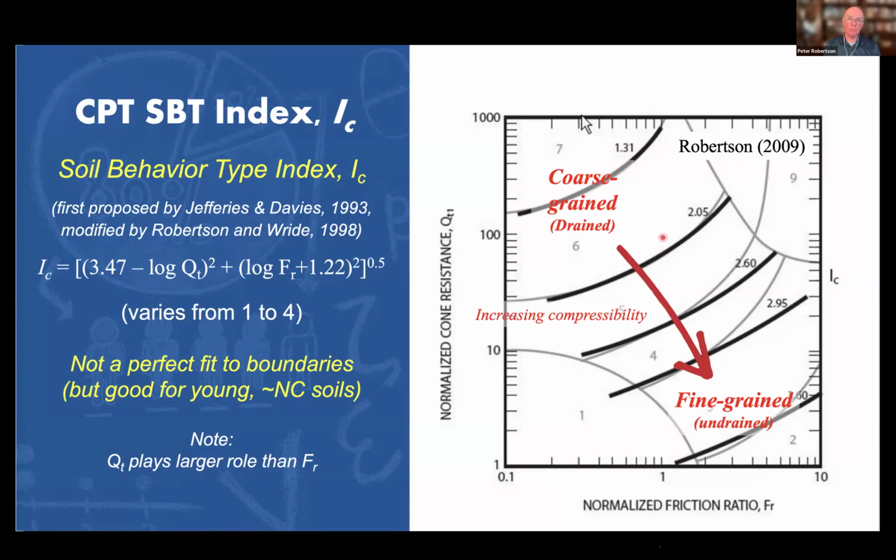And so if it was between 1 and 2, you were in sand, and if it was greater than 3, you were in a clay region. So it was a very simple way of identifying what type of soil it was. And it also turned out that many of the correlations, of course, also depend on soil type. So this IC has become very popular as a way of modifying correlations as a function of soil type. So a lot of correlations have IC built into them as a way of automatically varying the correlation as a function of soil type.